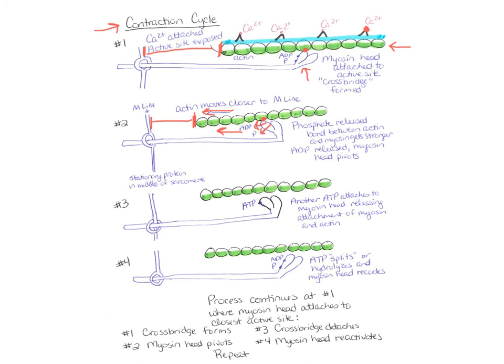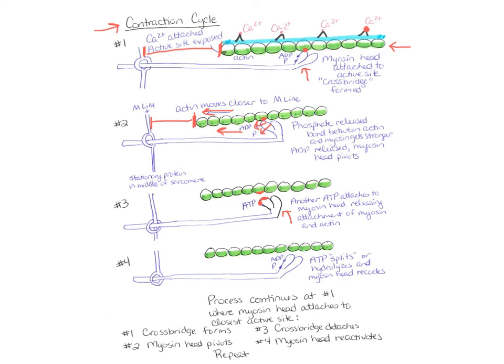So the myosin head is still attached to that actin molecule, but another ATP molecule comes along and binds to the myosin molecule, and that releases the actin molecule from the myosin molecule. So now they're separated. And we have the myosin molecule in its inactivated state. It needs to be recocked in order to bind to the actin molecule again.